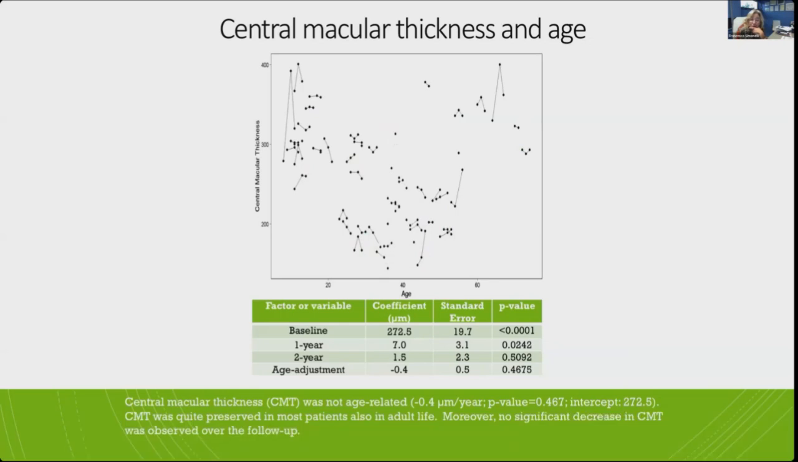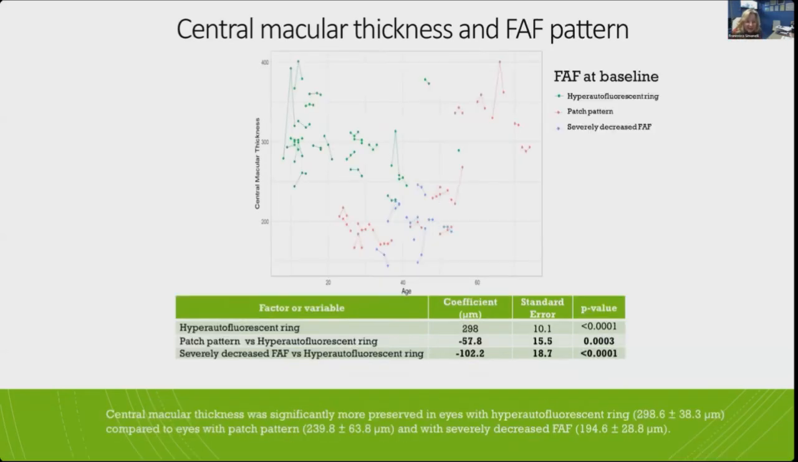Central macular thickness was not age-related. Central macular thickness was quite preserved in most patients, also in adult life. Moreover, no significant decrease in central macular thickness was observed over the follow-up. Central macular thickness was significantly more preserved in eyes with hyperautofluorescence ring compared to eyes with patch pattern and with severely decreased FAF, as you can see in the graph.